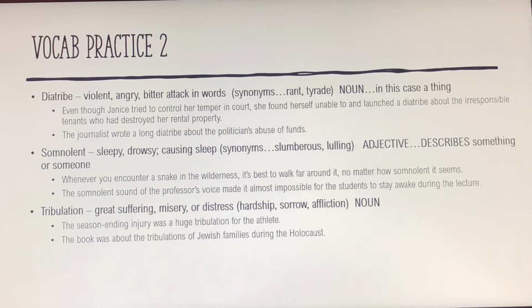The first one said, the season-ending injury was a huge tribulation for the athlete. So this athlete has gotten injured, it seems, and it may be in a game, it doesn't tell us, but it says that it ends his season. He cannot play any longer. So that means that it's a huge tribulation for him, right? He's definitely suffering, probably physically, but also probably emotionally, right?